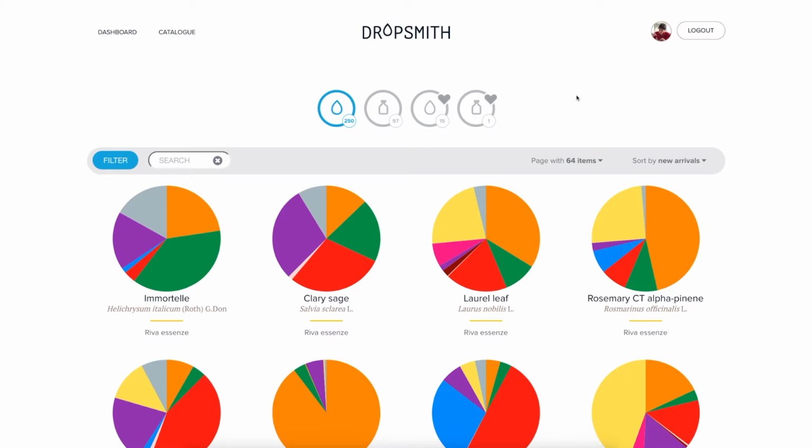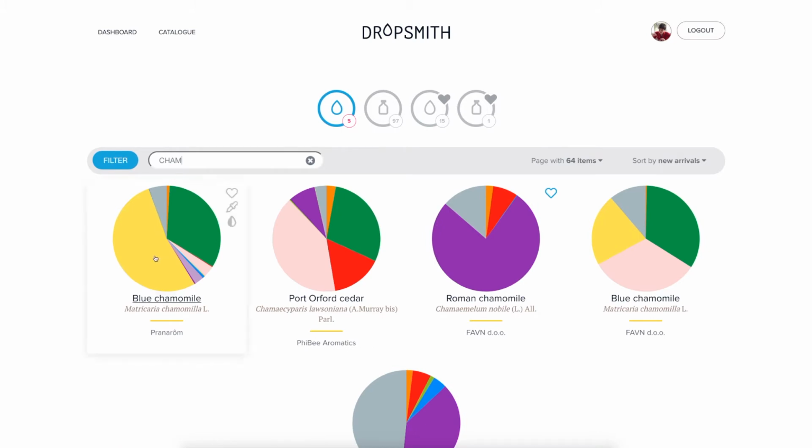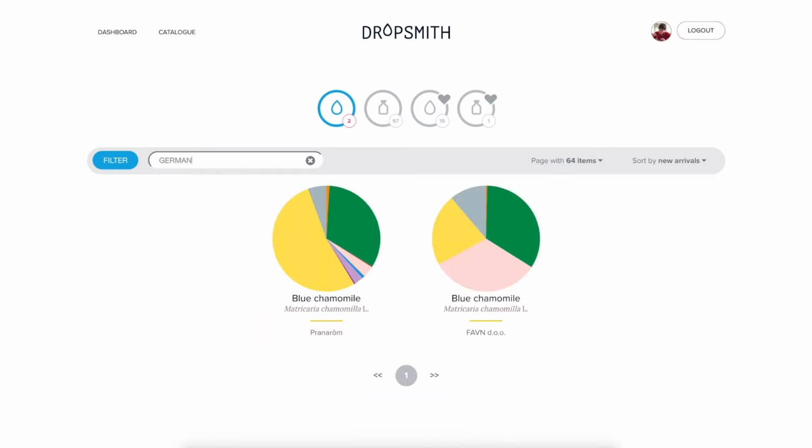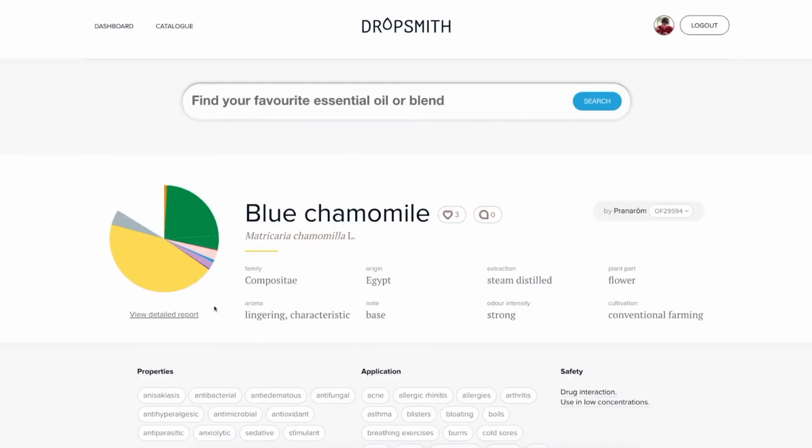So I'll search for chamomile. Here we go. In Dropsmith we call it blue chamomile, but if you type in German chamomile, it will come up the same. We had to agree on some name, and my specialists decided this is the one we should use. So don't get confused. The same thing goes for the Latin names. Whichever one you type in, you will find the oil you're looking for. We have synonyms in our database, so don't worry about that.